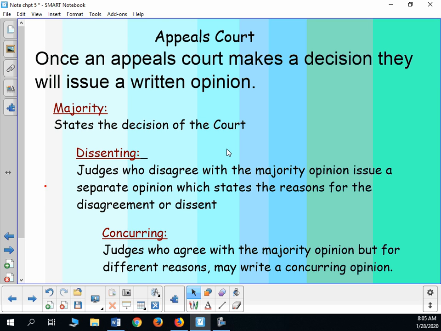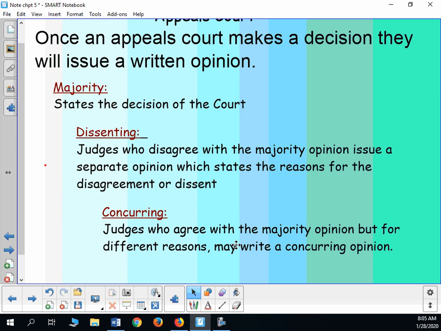Then we have one additional type, and this is known as concurring. A concurring decision or opinion is one where they agree with the majority opinion, but for different reasons. They may write a concurring opinion saying, yes, I do agree, but here are the reasons why I agree with the decision. Not necessarily the same as the majority decision.